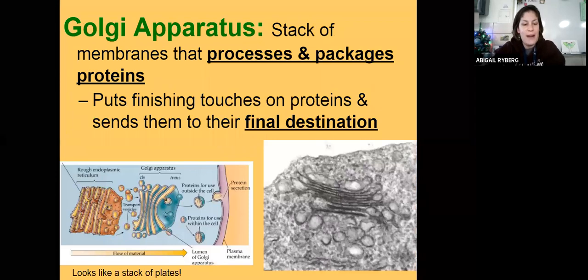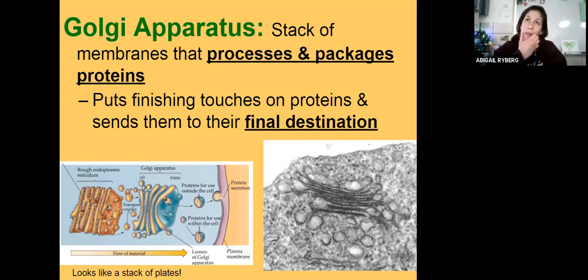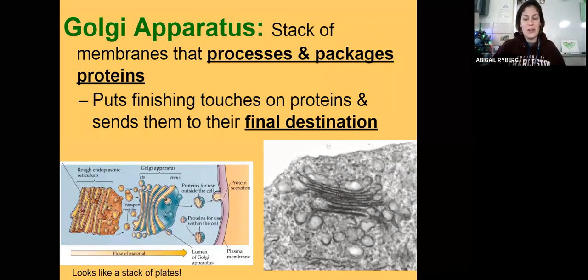The Golgi apparatus is a stack of membranes that process and package proteins. So remember, proteins are made by the ribosomes, but then the Golgi apparatus here is going to basically get them and process them and package them, puts the final touches on them, make sure they're just right, and then sends them to their final destination, wherever proteins are needed.